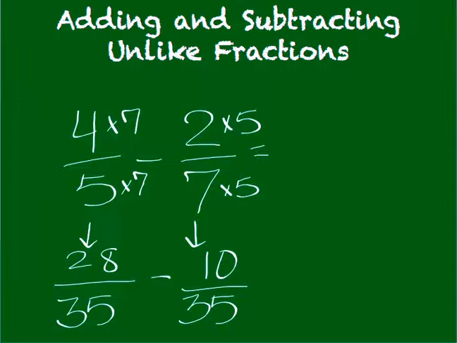These are my new equivalent fractions. They're now like fractions, and I can easily subtract. 28 minus 10 is 18/35. This fraction is in simplest form, and so I am done.